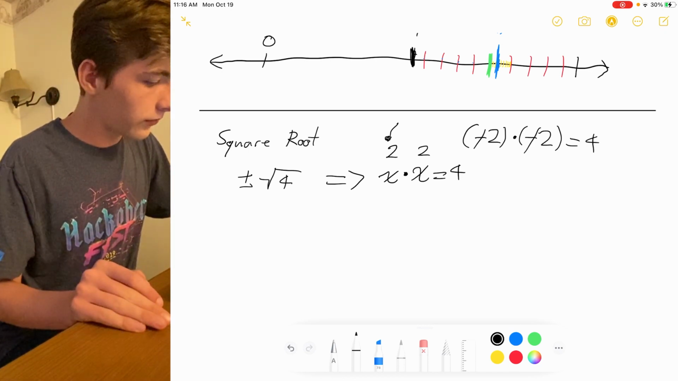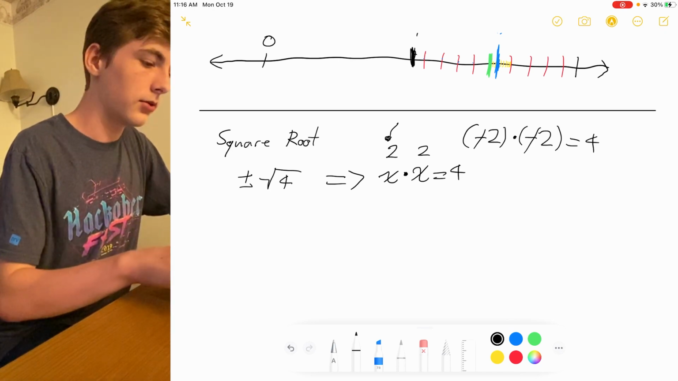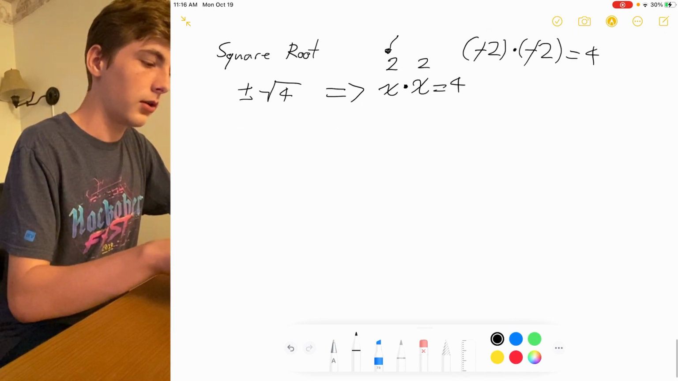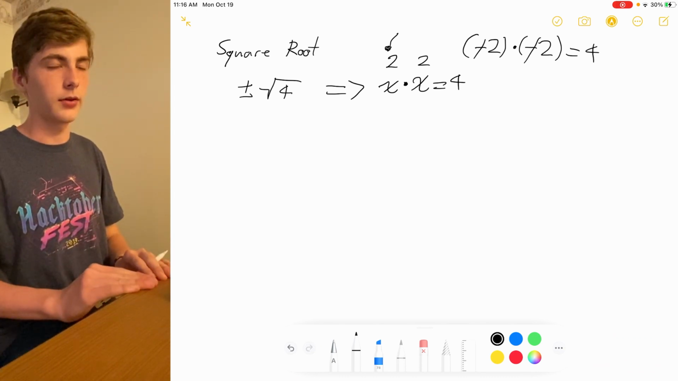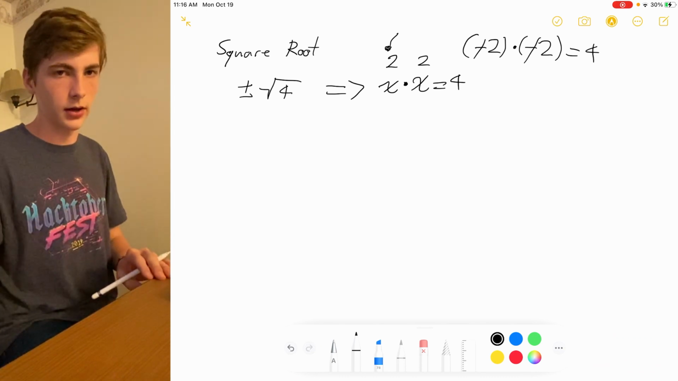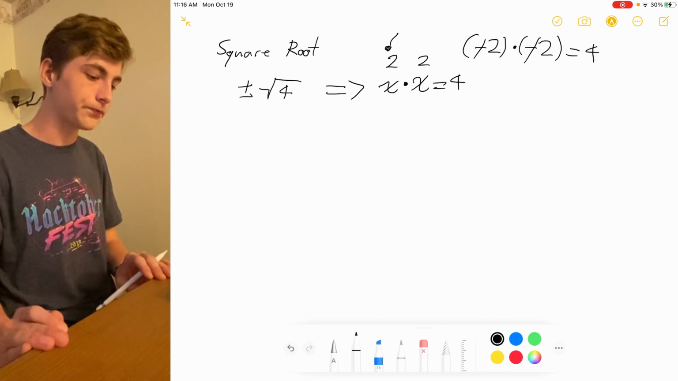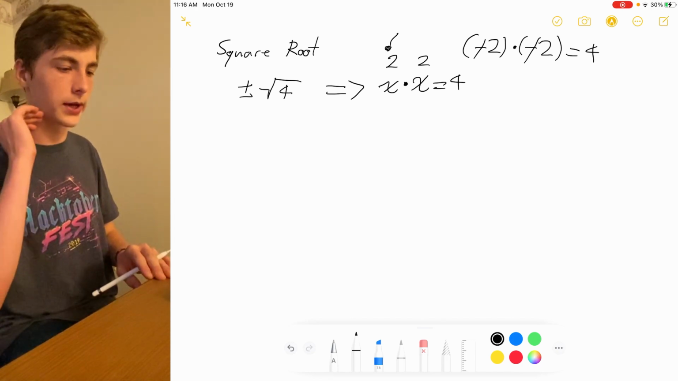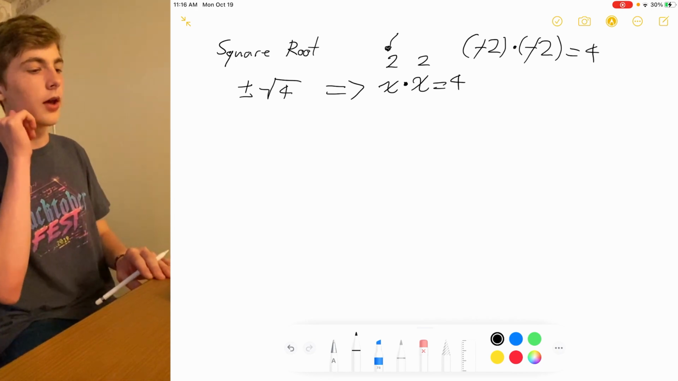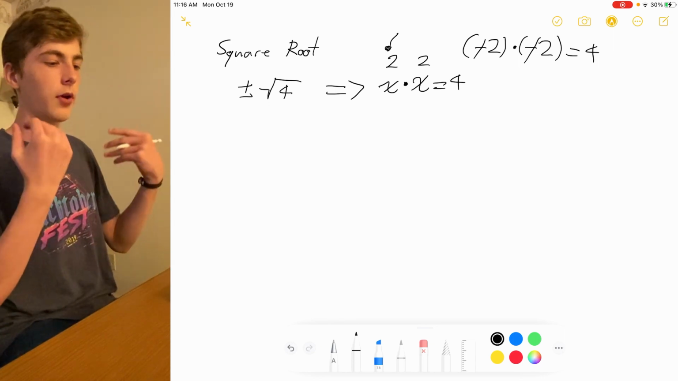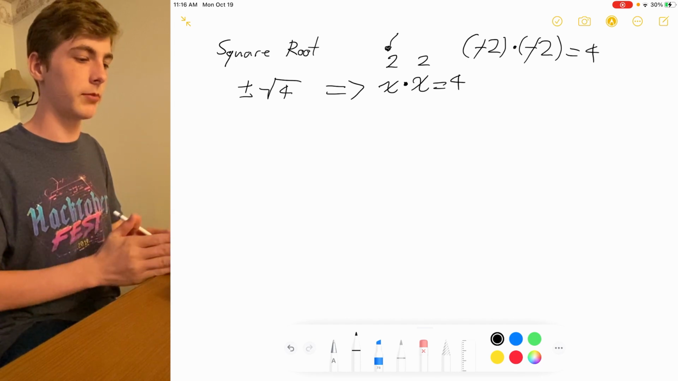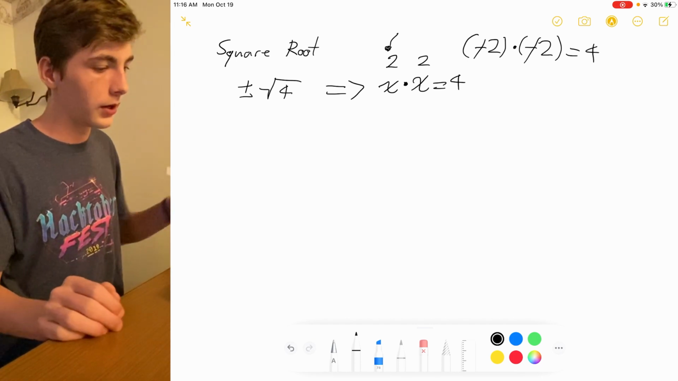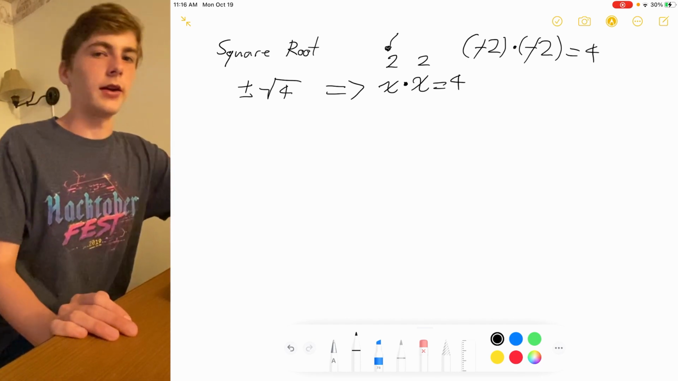And if we ignore that, then we might miss a possible answer to our solution. And that'll be really important when we get into quadratic equations. And you'll see that there are some equations that have multiple solutions, and it's really stemming from this idea of a square root having a positive and a negative result.